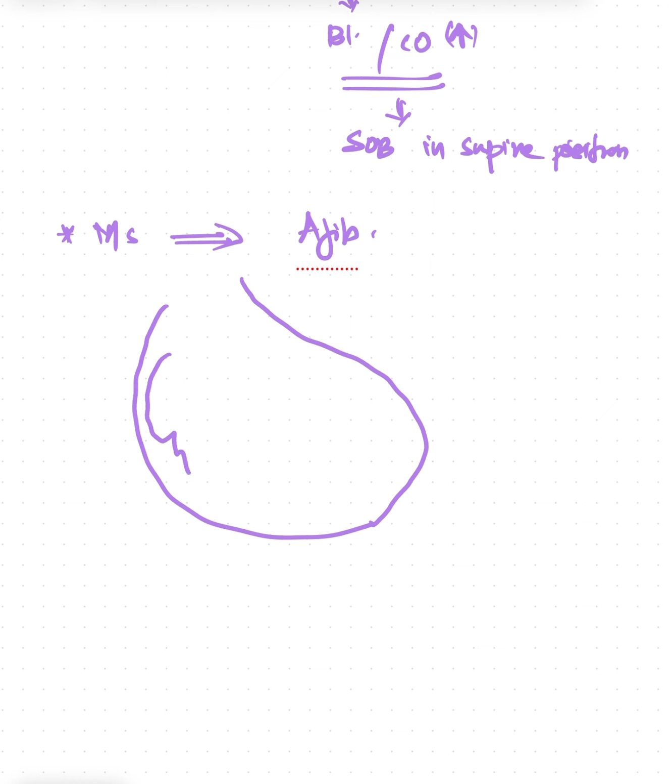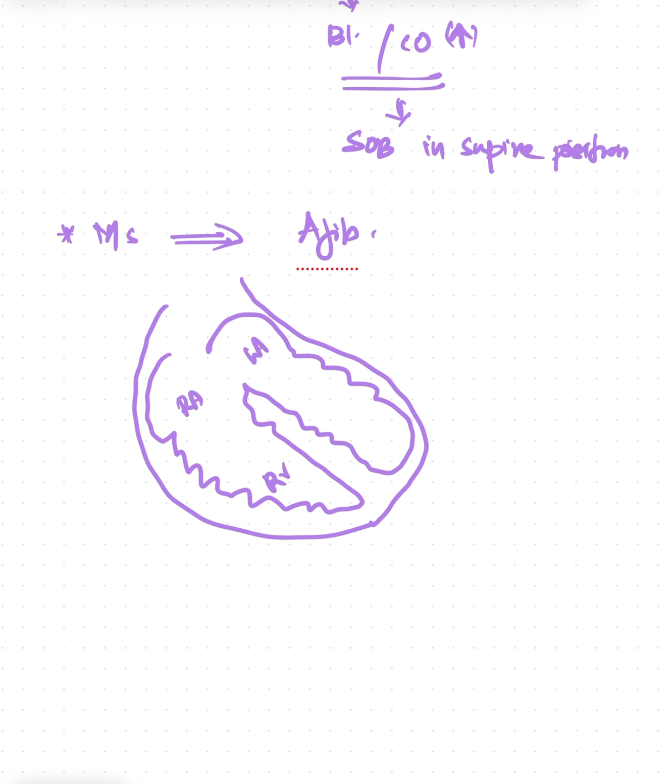So, imagine this is your heart. This is the right atrium, right ventricle, left atrium, left ventricle. Just imagine. Okay, the problem is here, it's narrowed. The problem is there.